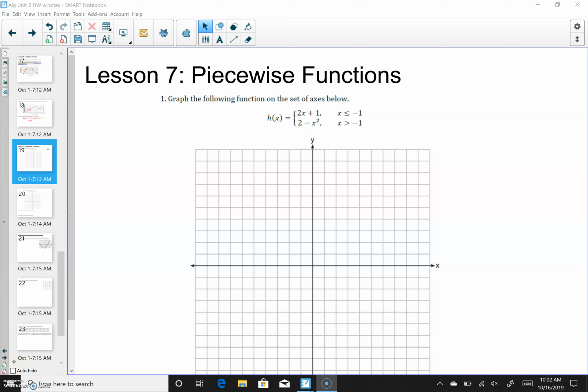Lesson 7 homework on piecewise functions. We want to be able to graph two or more equations on the same graph, but only parts of them based on what they tell us in the equation.